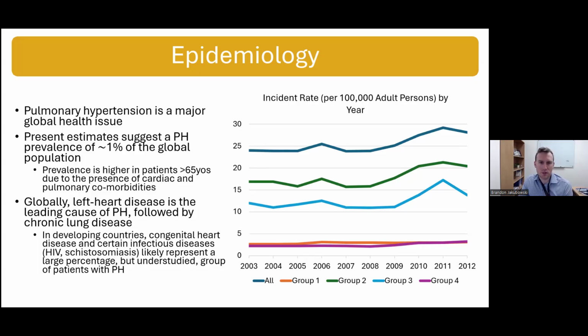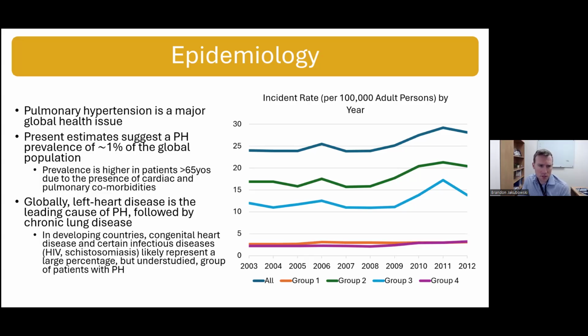This graph I've included here on the right-hand side of the screen indicates the incident rate of PH in a group of patients from Ontario, Canada, I believe, between 2003 to 2012. And you can see the incident rate of pulmonary hypertension increases over that time period. And this is predominantly made up of group 1, group 2, and group 3 patients, with the group 2 patients making up the largest percentage of that PH cohort.